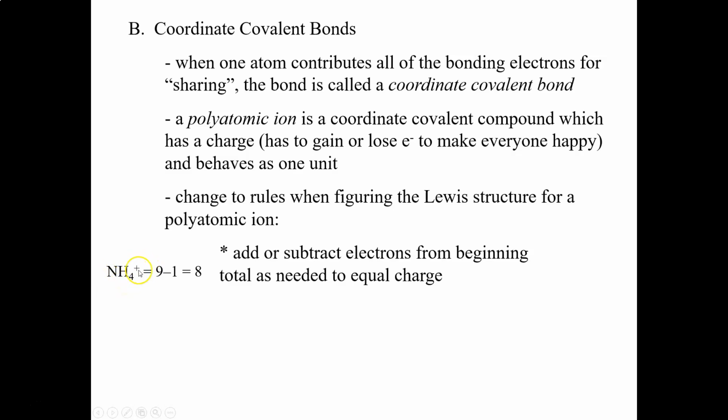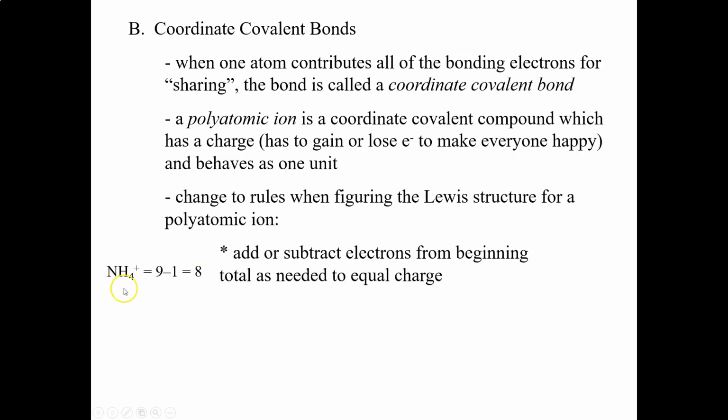But the positive charge here, remember, charges always refer to how many fewer or how many more electrons that group has. So a positive charge means it has 1 less electron than normal, because electrons are negative. So we have to actually subtract an electron from 9. And that tells us that we're actually starting with 8 valence electrons. Now we can do the rest of this as normal.